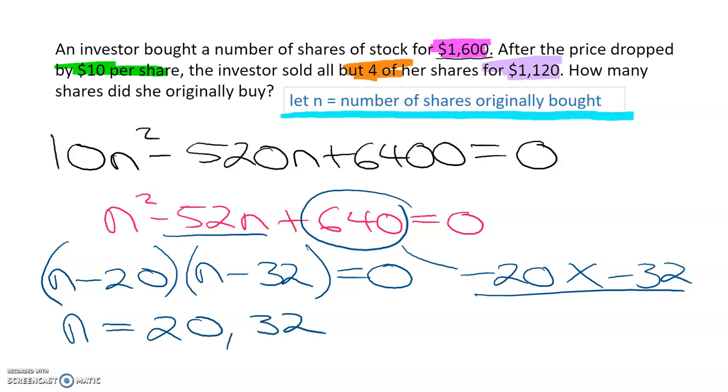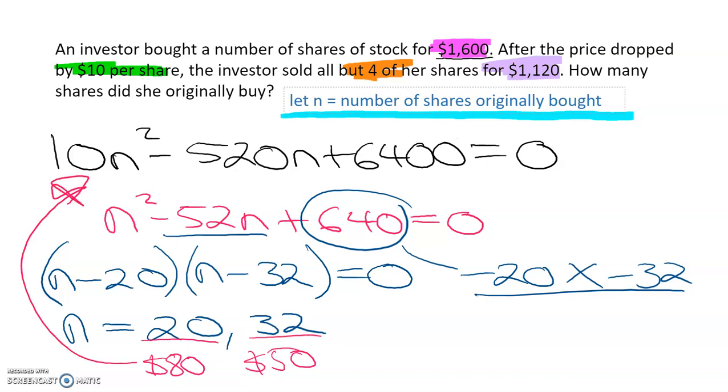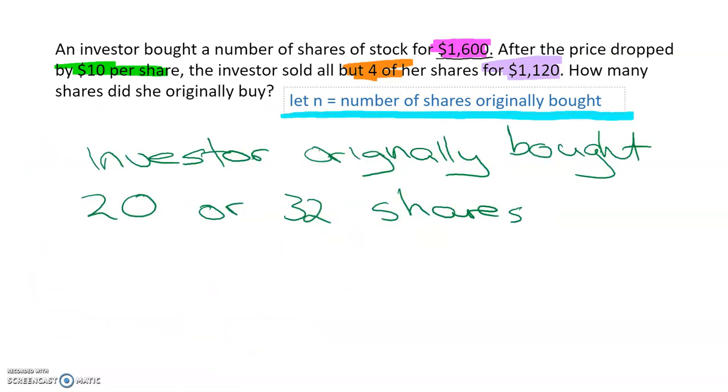So this means our investor either bought 20 shares initially at $80 each or 32 shares at $50 each. And if you substitute either of these values into the equation or the parameters initially given, you'll see that they both indeed work. Our only restriction in this case was 0 because our denominator was N on its own. Therefore, both of these are equally valid. And there is your answer.